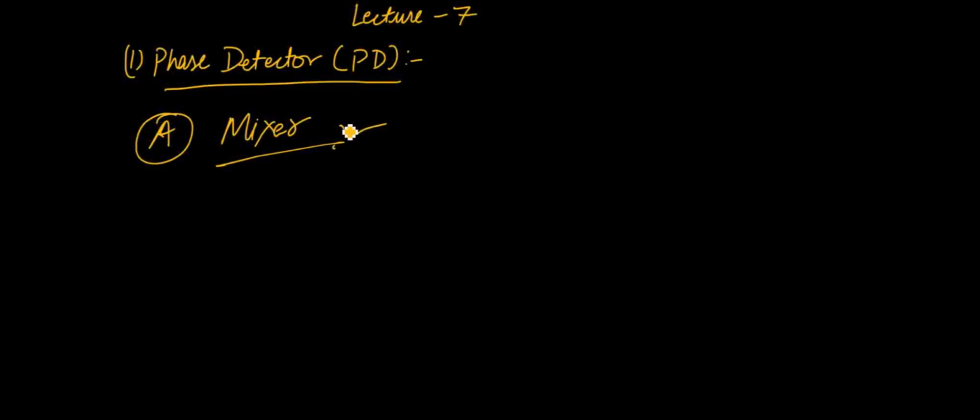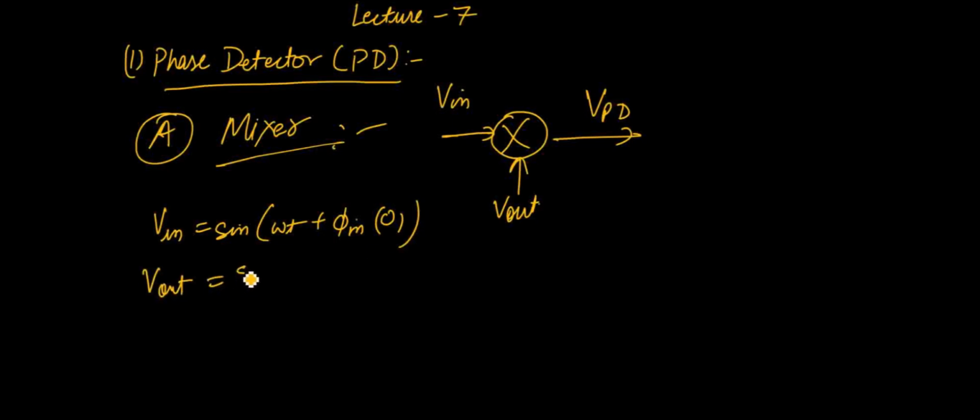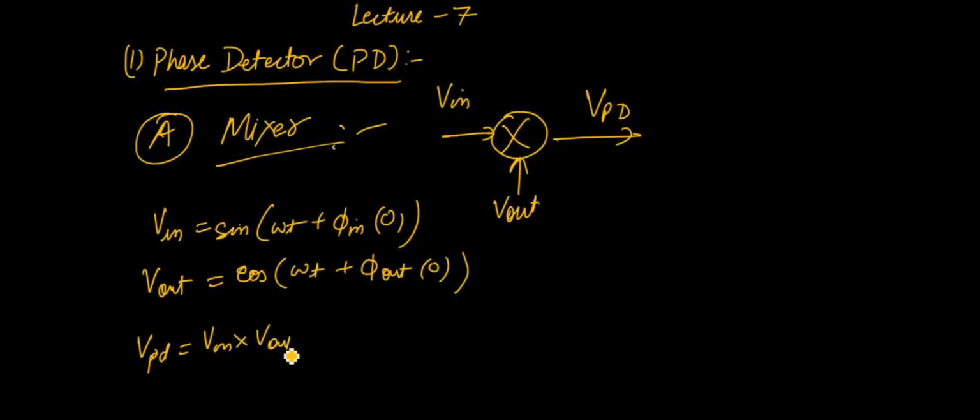This is the analog phase detector. We use it when the input is sinusoidal and the output is also sinusoidal. Let me draw it. This is V in, this is V out, and this is VPD. If I take V in as sine omega t plus phi in 0, and V out as cos omega t plus phi out 0, then the VPD will be V in times V out.